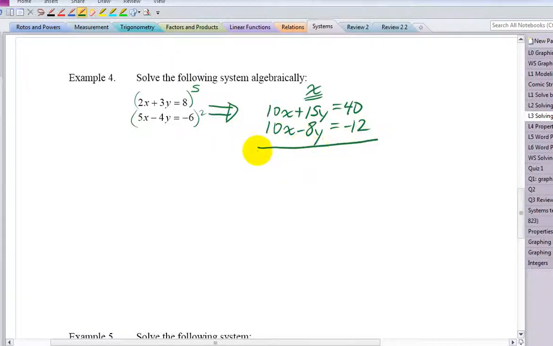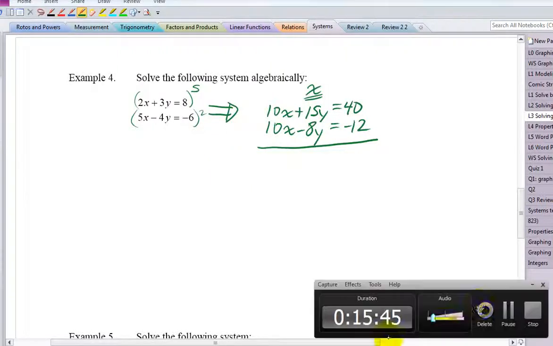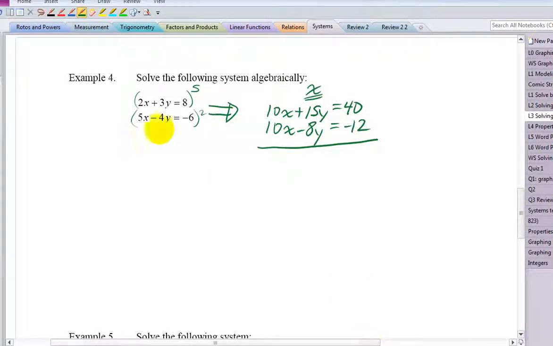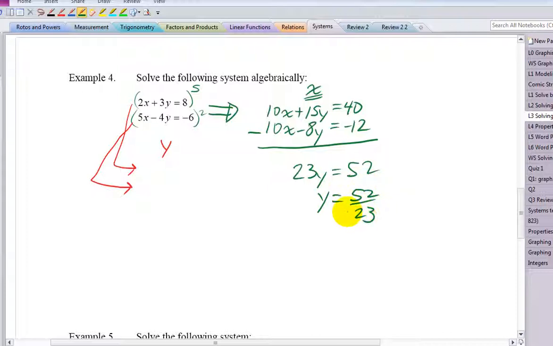Okay. Now that you got your x's the same, I want you to cancel. Okay, so solve. So I got y equals 52 over 23 as a fraction. Ends up if you got that, good. Nothing wrong with that. That's a good answer. Okay, it's in lowest terms. You don't need to do anything else with it.